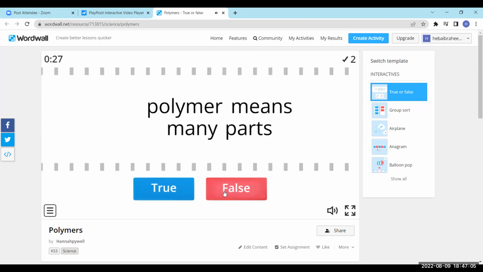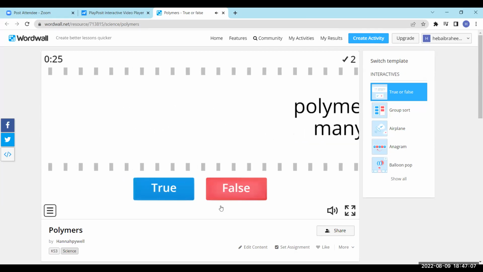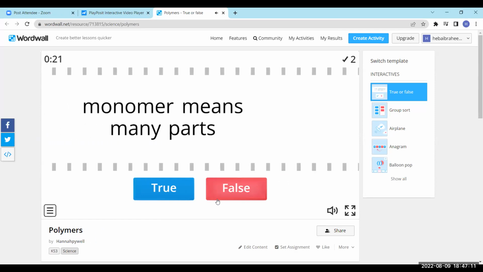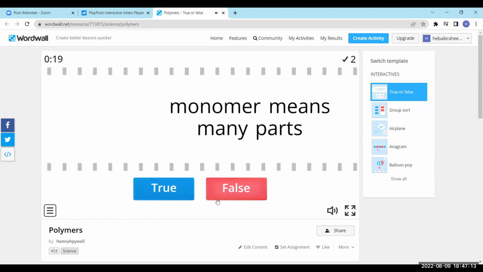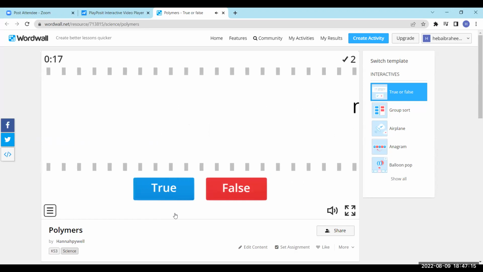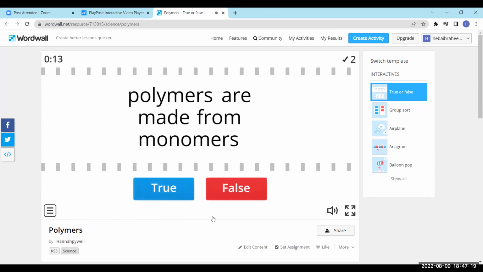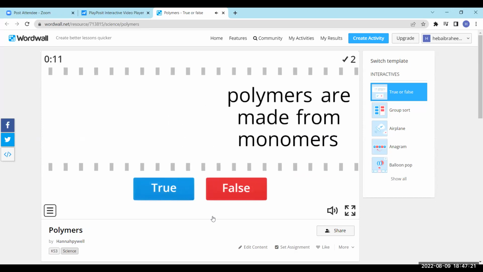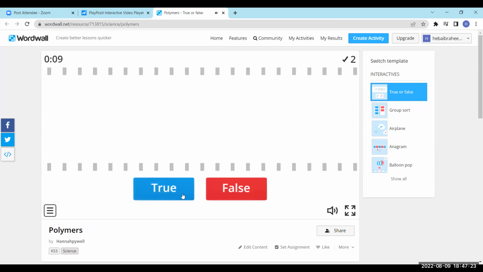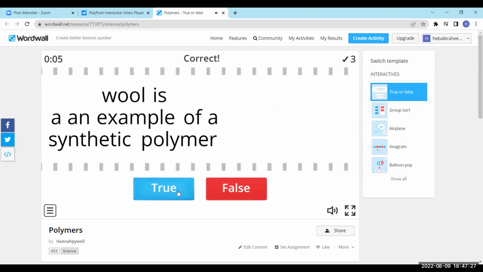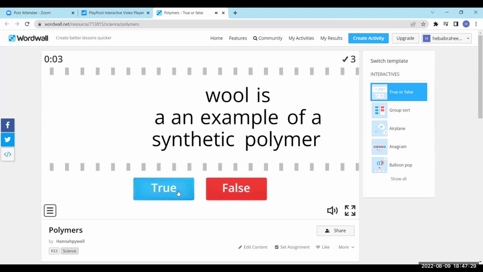Polymer means many parts. I don't know. It means like monomers. True. Okay. Try to concentrate. From monomers, right. True. Okay. Yes. Skip this one.